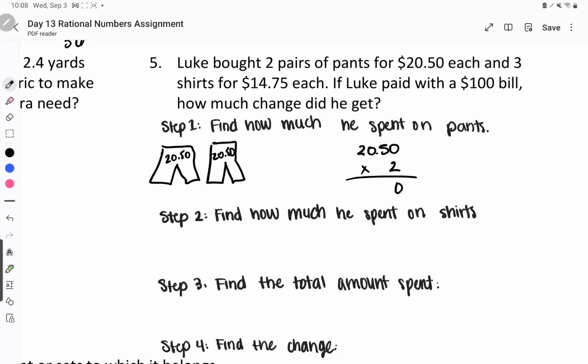0 times 2 is 0. 5 times 2 is 10, so I write down a 0, carry my 1. 2 times 0 is 0, plus 1 is 1, and 2 times 2 is 4. We have 2 decimal places here, so we have 2 decimal places here. He spent $41 on pants.